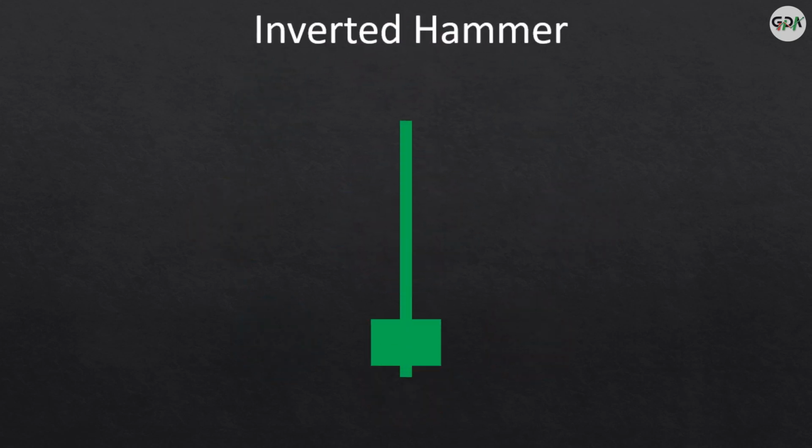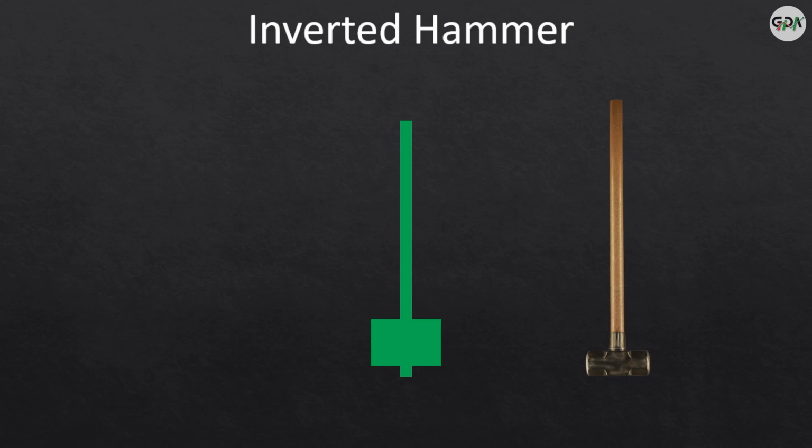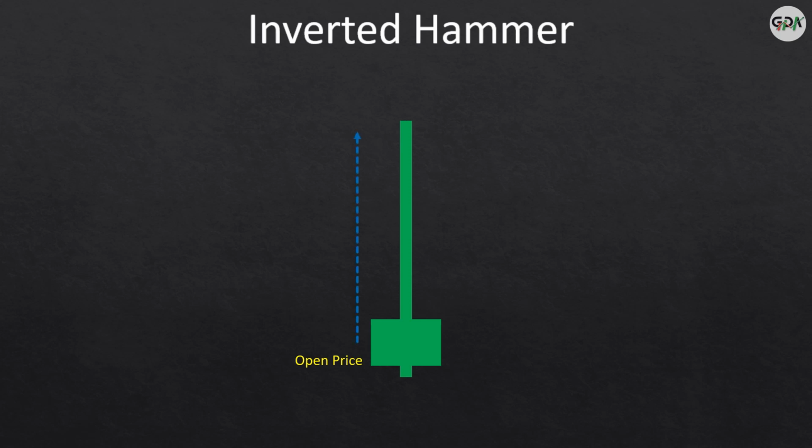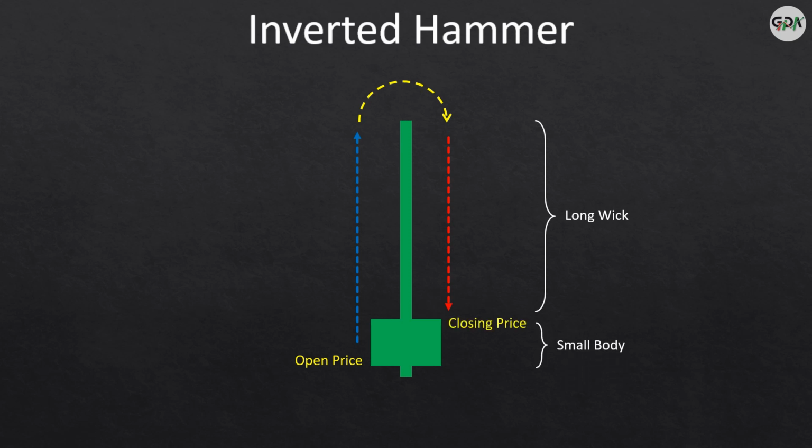Inverted hammer. Another type of doji is the inverted hammer, and it looks like a reverse hammer with a long upper wick and small body. The candle opened here, initially traveled upside and rejected the higher price with a long wick, and closed a little bit above the open price with a small body. It indicates that buying pressure has been superseded by selling pressure, but the selling pressure was not strong enough to drive the market down.